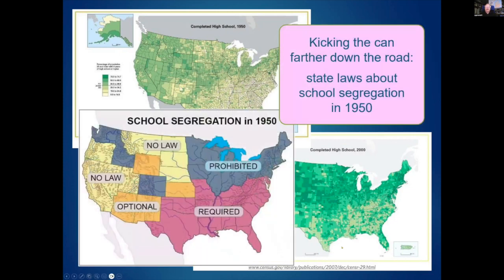And to show how the can just kept getting kicked down the road, here's a map of the state laws about school segregation in 1950. All of those red areas, school segregation was required by state law as recently as 1950. Prohibited in the north, no law at all in parts of the Great Plains, and optional out in that pivot state of Kansas and in the desert Southwest.